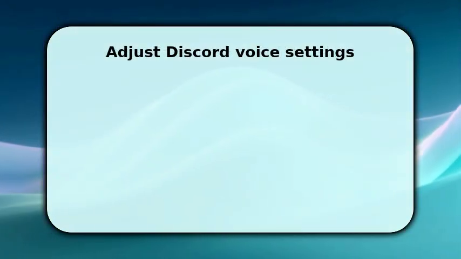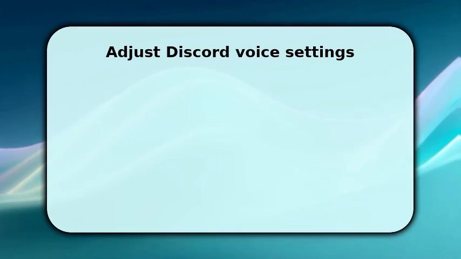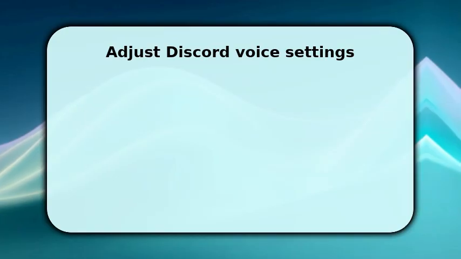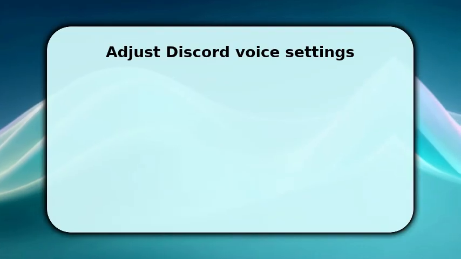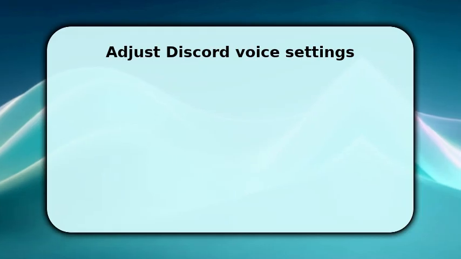Next, focus inside Discord. Attenuation reduces other app volumes when voice activity is detected, so disable it or set it to 0 to keep background sound steady. Then toggle noise suppression and automatic gain control to see which combination preserves background audio without clipping your voice.